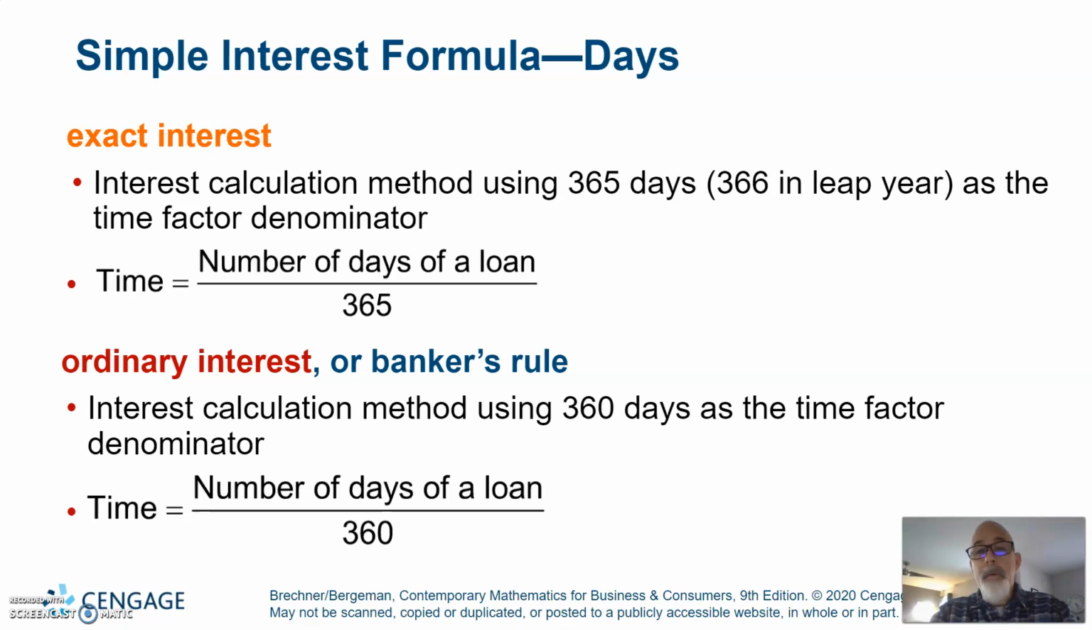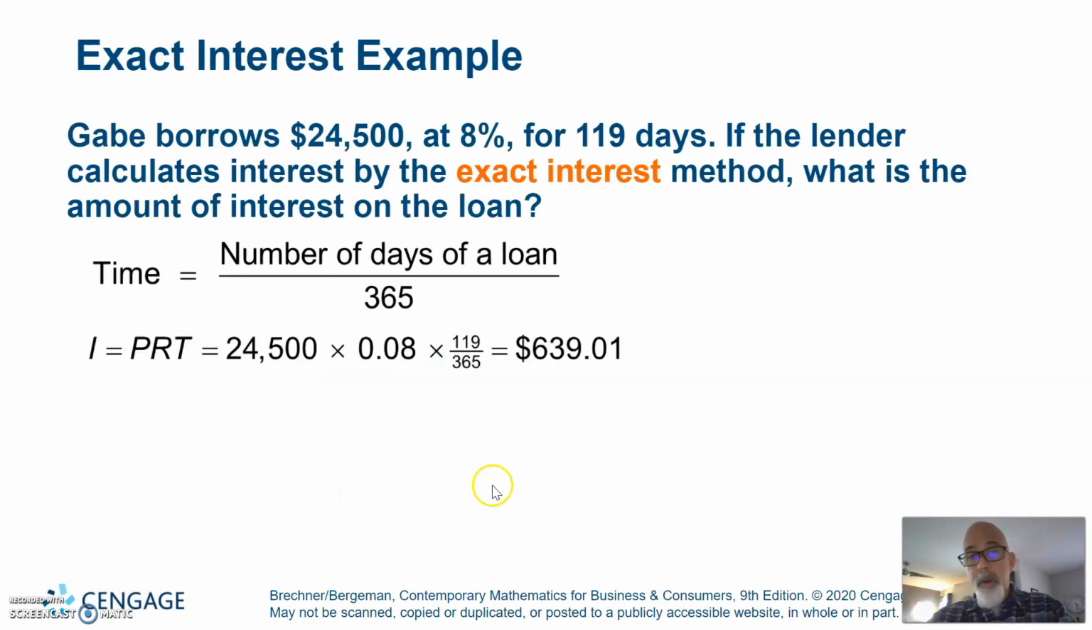Again, most lenders work on either the exact or ordinary. They'll specify on this. Essentially, if you have the exact interest, you're going to take the number of days divided by 365. Ordinary is going to be 360. That's the only thing you have to worry about. So let me show you an example with this, what we mean. So again, here's our problem. We have a principal right here of 24,500, 8% for 119 days.